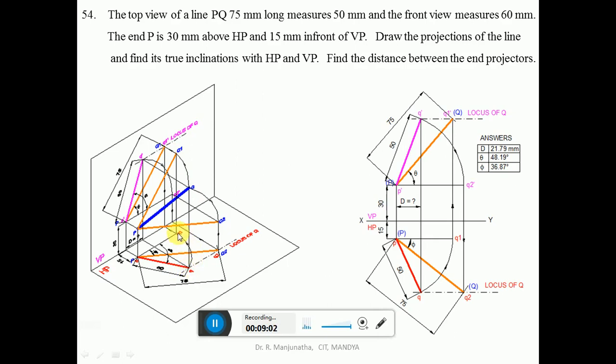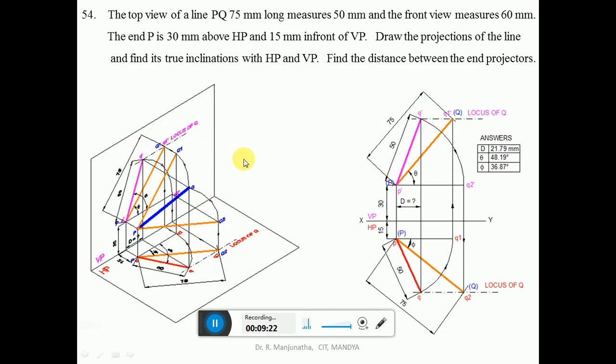But since you are given the front view, when the top view is made parallel, the corresponding true length is in the front view, in VP. When you make the front view parallel, then the true length is going to be in HP, that is in the top view. So this is how we can analyze it in 3 dimensions.